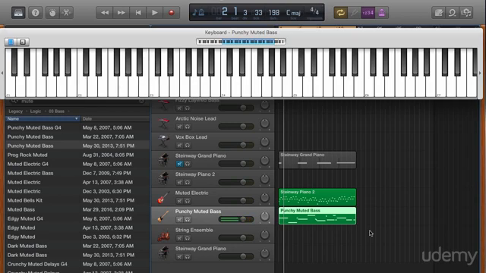And that chord progression, actually. That's the 6. That's the 4. And that's the 5.